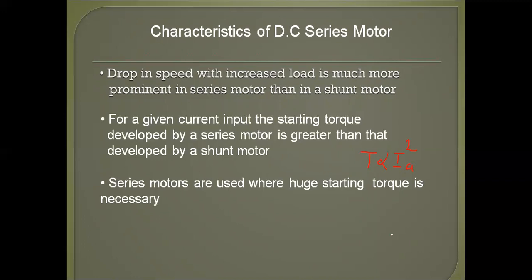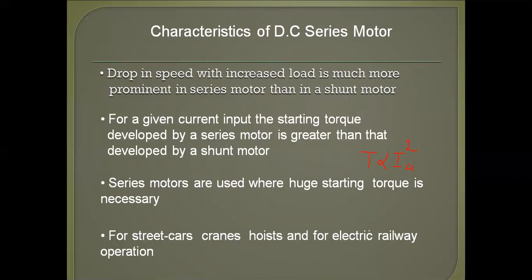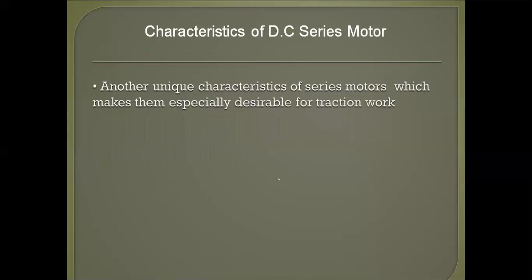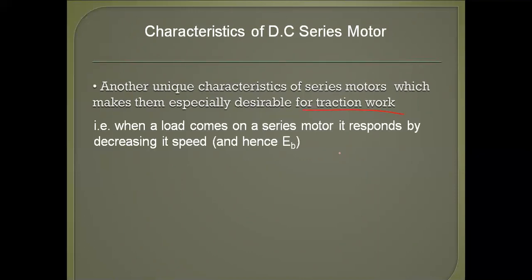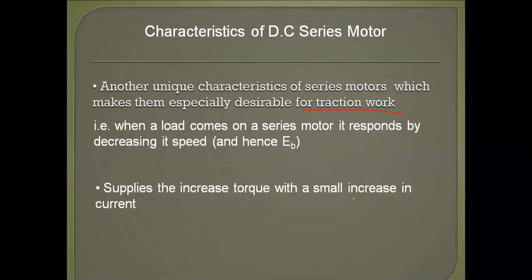Series motors are used where huge starting torque is necessary, for street cars, cranes, hoists, and electrical railway operations. Another unique characteristic of series motors makes them especially desirable for traction work. When the load comes on a series motor, it responds by decreasing its speed. As load increases, speed decreases. When there is no load, a huge amount of speed supplies the increased torque with a small increase in current.